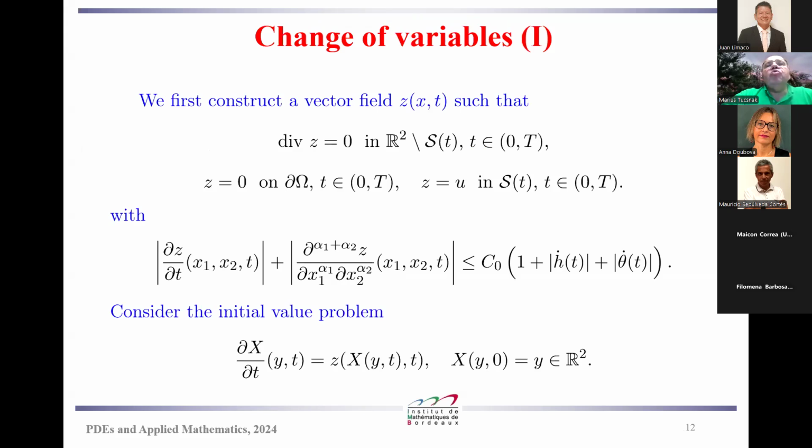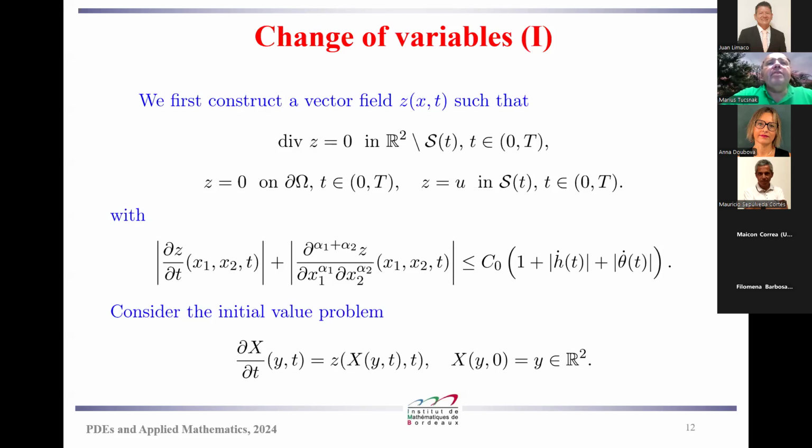One of the things which is convenient is to construct a change of variables which preserves the free divergence condition. To this aim, we do the following things. We construct an artificial velocity field denoted by Z, which is free divergence outside the solid. So here it's in 2D, which is 0 on the exterior boundary, if any, and which has some nice regularity properties.